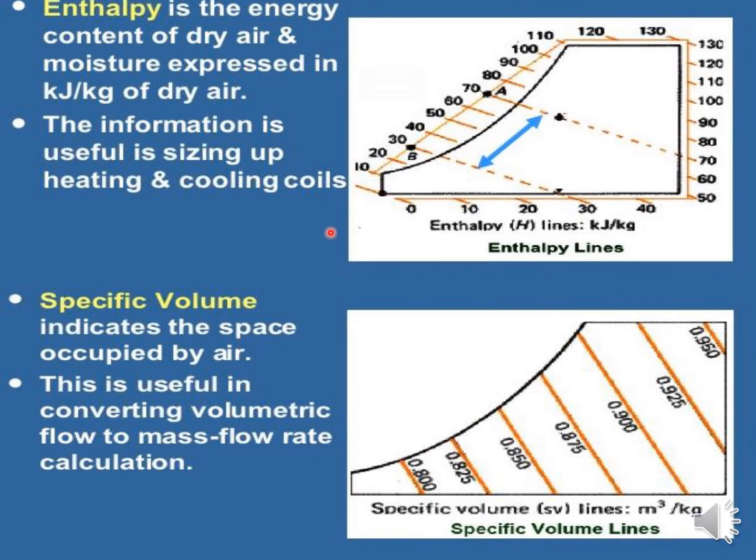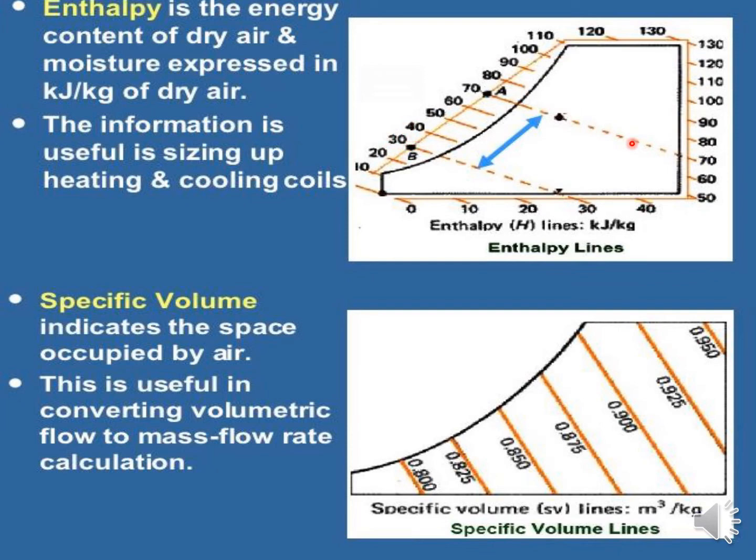Next, enthalpy. Enthalpy is the energy content of dry air. Already in that first slide I showed, it was not there. Outside there will be one line containing some numbers. Whenever I want to calculate enthalpy at 30 degrees, I should just draw a straight line intersecting this line. Then at this 30 there will be the enthalpy number.